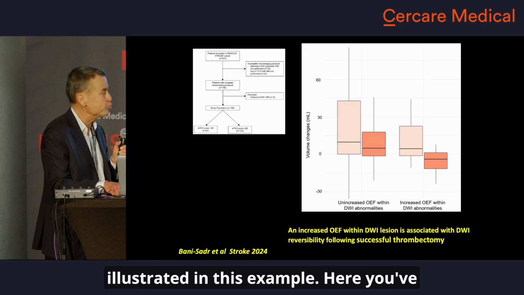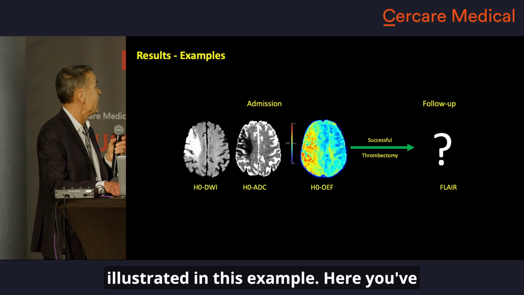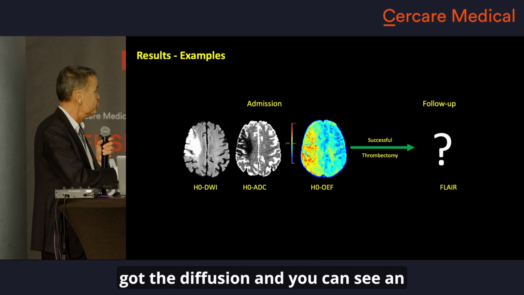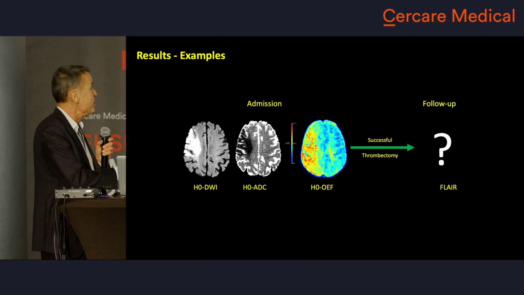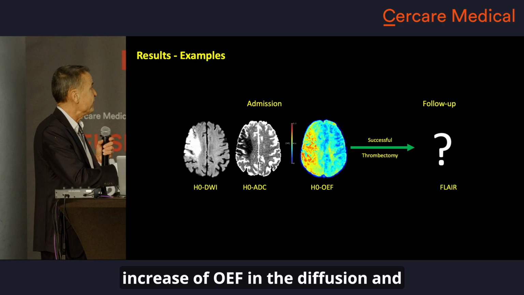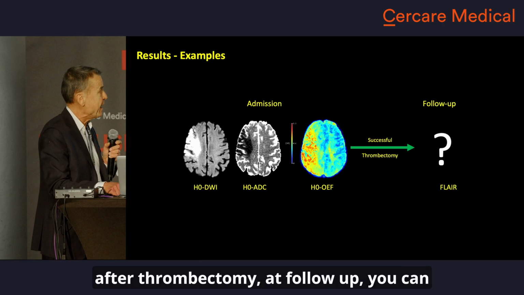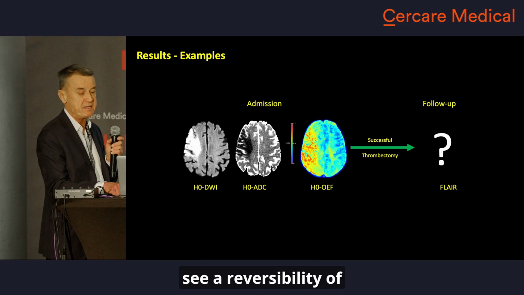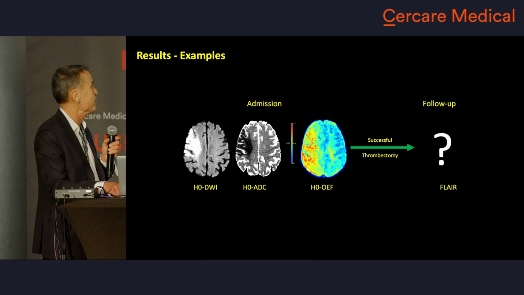And this is illustrated in this example. Here you've got the diffusion, and you can see an increase of OEF in the diffusion, and after thrombectomy at follow-up, you can see a reversibility of diffusion abnormality.